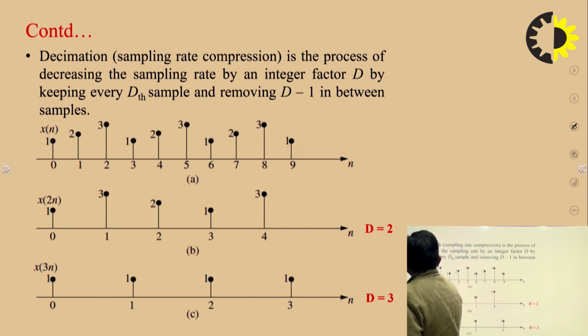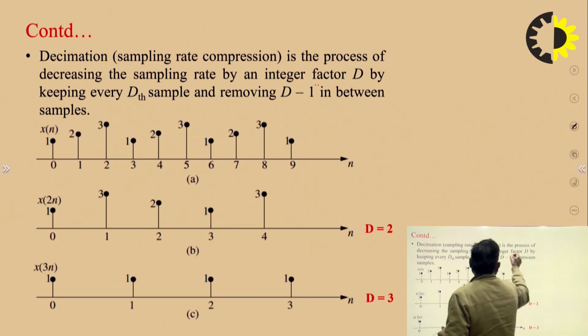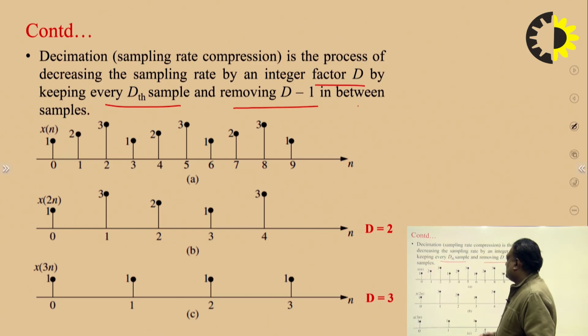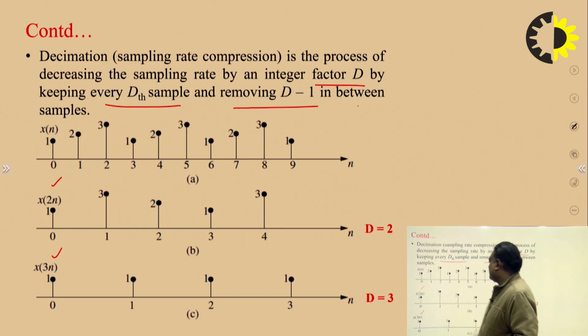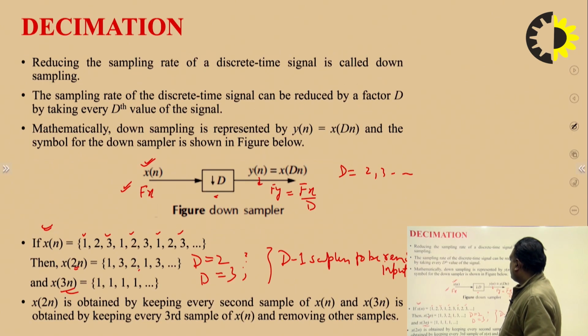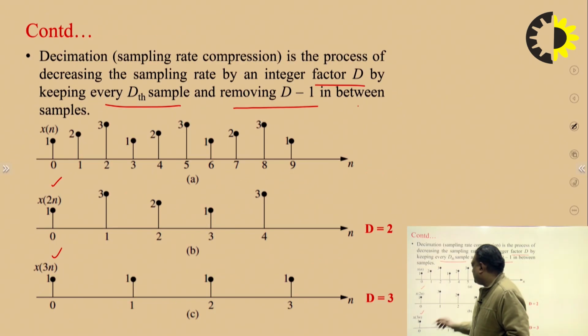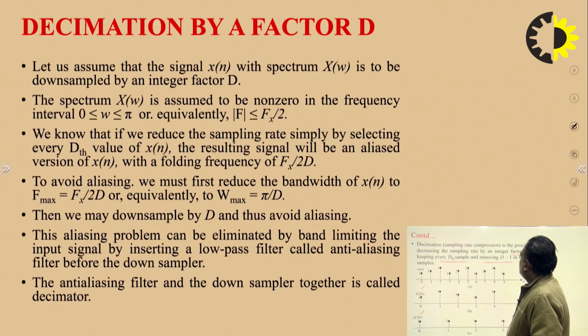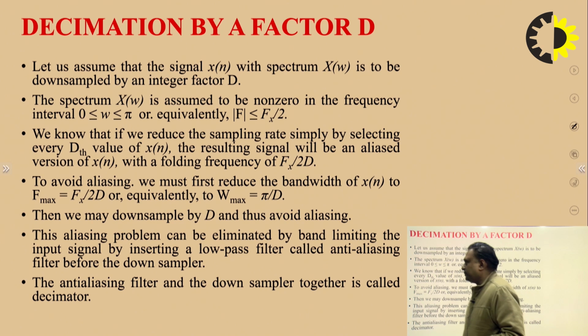Decimation is the process of decreasing the sampling rate by an integer factor D by keeping every Dth sample and removing D minus 1 samples in between. So this is the graphical representation. We can see here this is x2[n], this is x3[n]. This figure is the representation of these signals in graphical form. Okay. So now how will we do it?